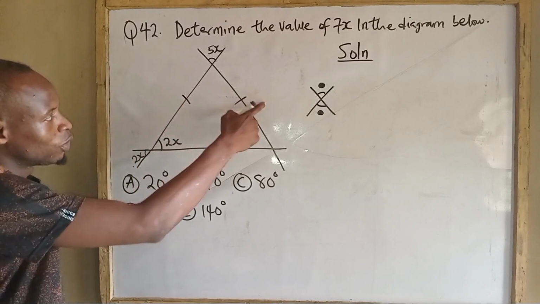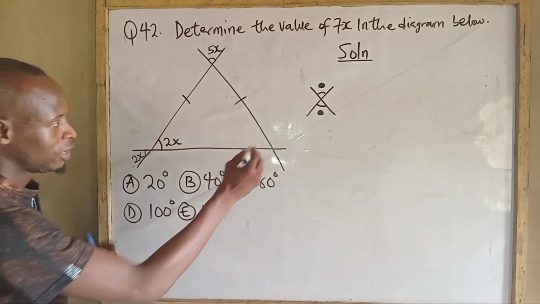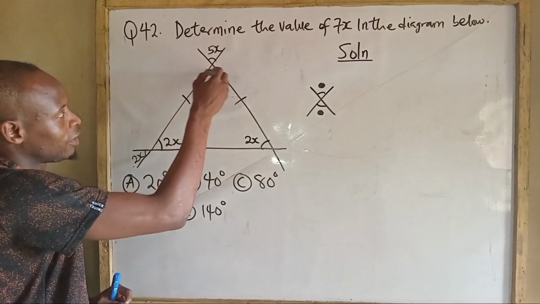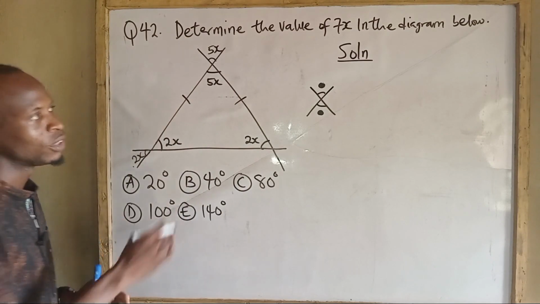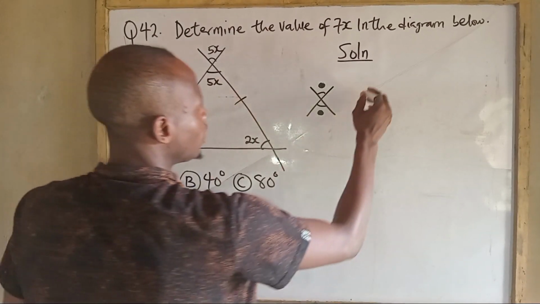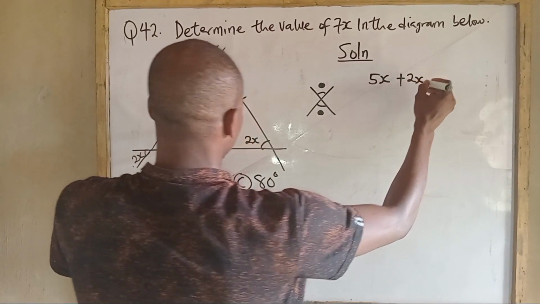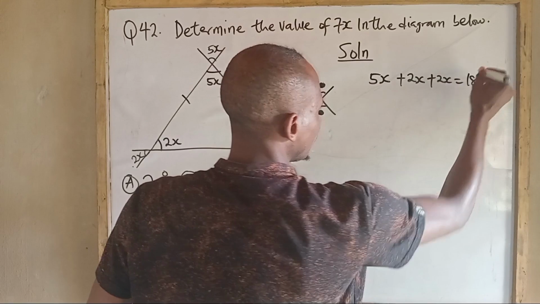Then this means isosceles. Don't forget, base angles are equal. So if this is 2x, here is going to be 2x as well. Then the same thing vertically, 5x here. So we can see we now have a triangle. So we sum up the triangle: 5x plus 2x plus 2x is equal to 180 degrees. Don't forget that.